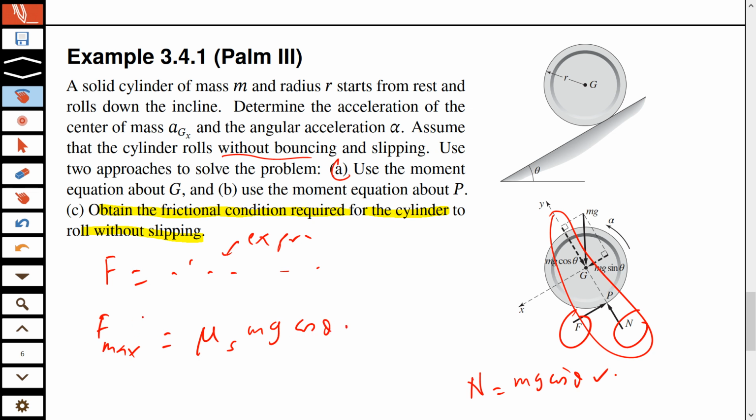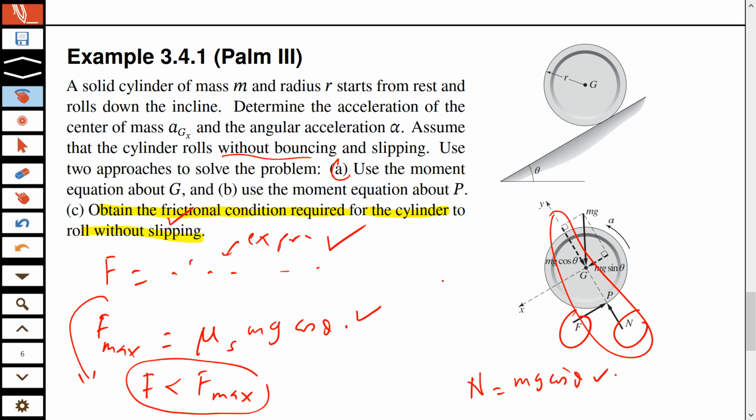Okay, so the condition, because now you have the expression for f, you have the expression for f max, the slippage will not occur as long as the friction is smaller than the maximum. क्योंकि जब आप ये maximum को exceed कर जाएगा तो फिर वो dynamic friction शुरू हो जाएगा. dynamic friction में फिर क्या होता है, वो फिर slippage होता है. तो इसमें कोई slippage नहीं है. ठीक है, you will simplify this and you get the detailed condition for no slippage.